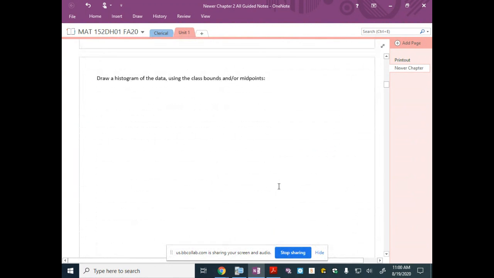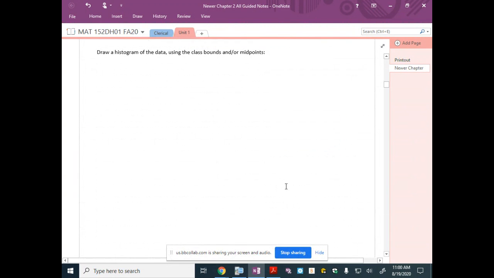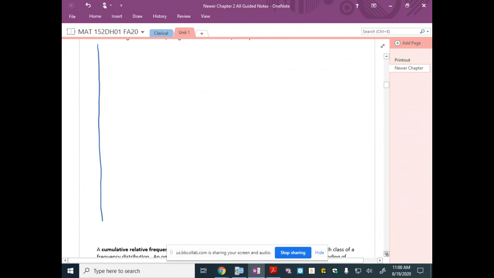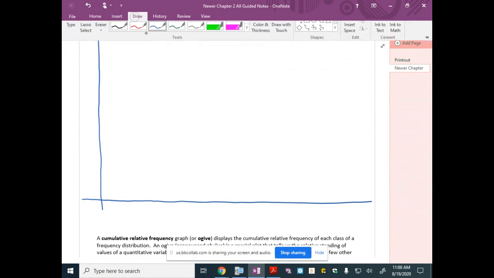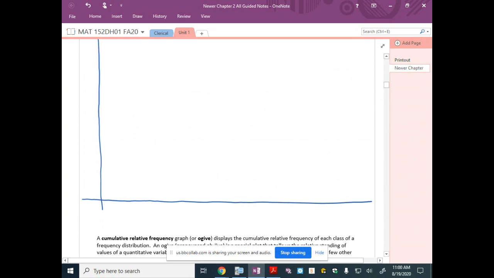So we're going to make a histogram of this data using the class bounds and/or midpoints. I'm going to do them both. I prefer to use class bounds. And even though the specific instructions are not until later in these notes, I'm going to show you how this can be done on the graphing calculator.